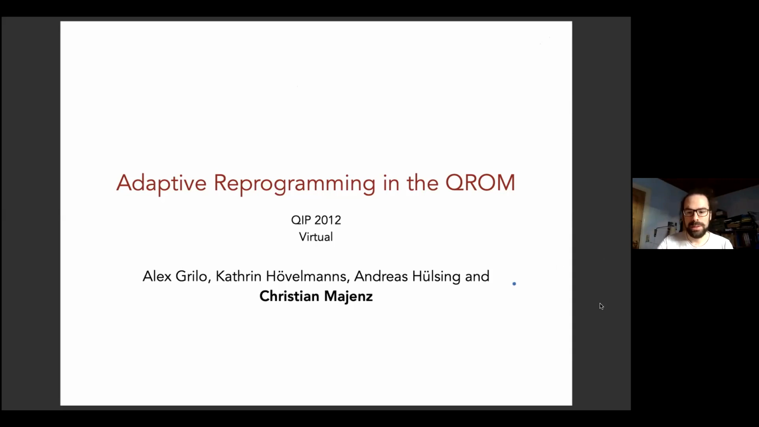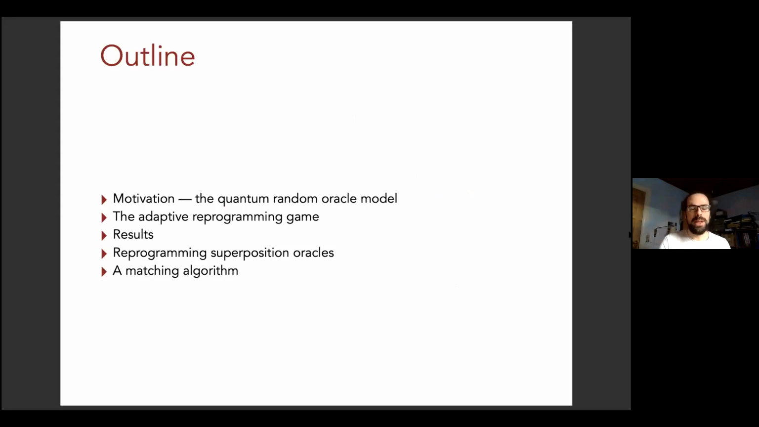Here's an outline of my talk. I will start with a motivation where I describe the quantum random oracle model and its purpose. Then I will go on to describe a game that I call the adaptive reprogramming game, which is kind of the setting where our results are situated. I will present our results afterwards and say a little bit something about the proof and present an algorithm that we develop to facilitate it.